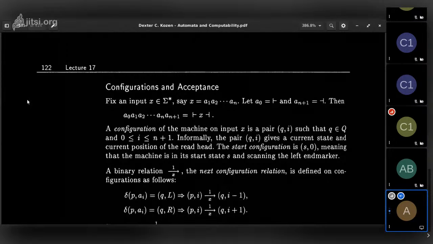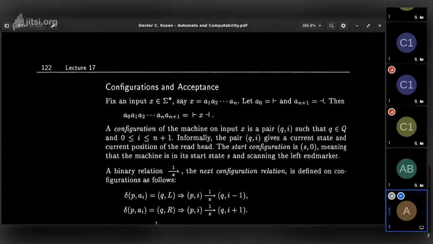Suppose the string x is on the tape, that is a1 to an, enclosed between the left-hand marker and the right-hand marker. So the left-hand marker is followed by the string and the right-hand marker. That is how the string will be on the tape initially. In a Turing machine, you could modify the tape contents also. Here we won't do that. Here we will move forward and backward, reading and jumping from state to state.